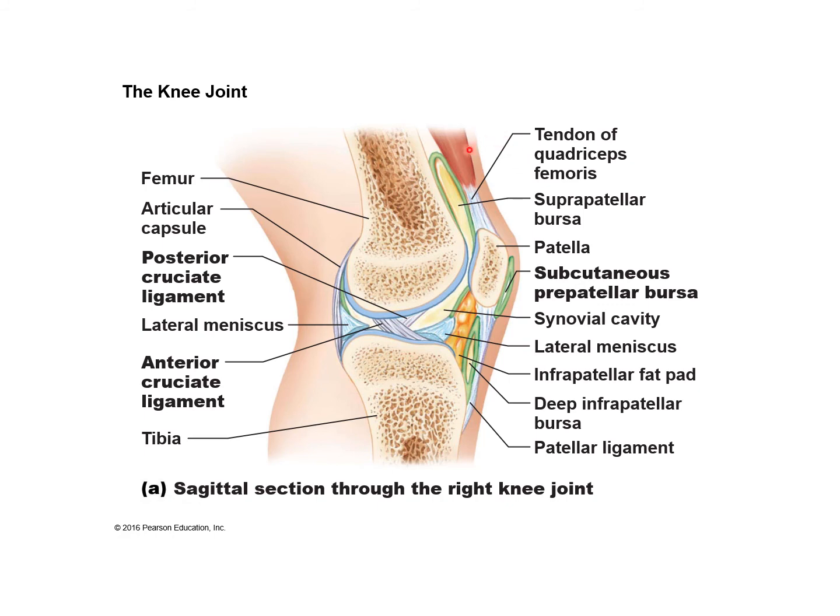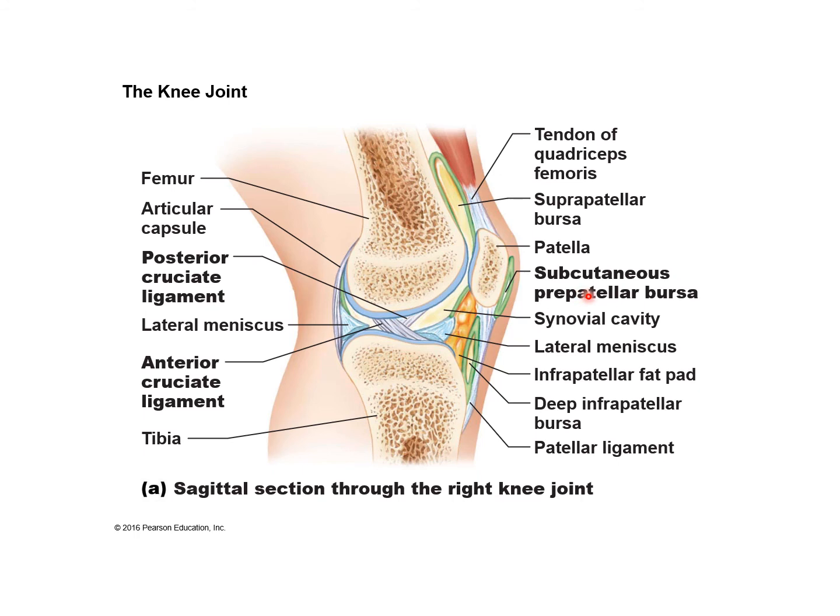Here's a picture of this. Now in lab, you probably have already looked at some of these structures. Okay, this is a view where you can see some of your ligaments. The posterior cruciate ligament, the anterior cruciate ligament, we have your patella, and this is a bursa that you should know.